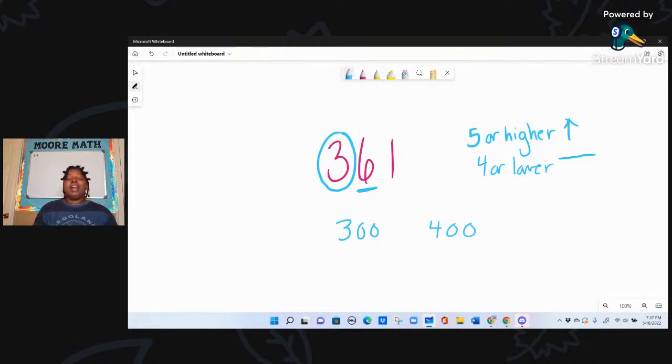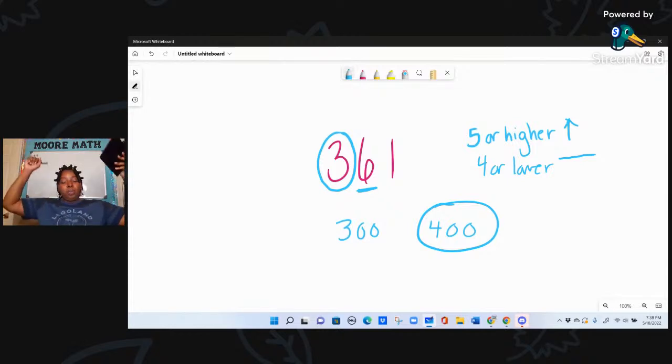Here we go. Yes, 400. So it is 6, which is 5 or higher. So we're going to go up, and rounding to the nearest hundredths place is 400. Excellent.